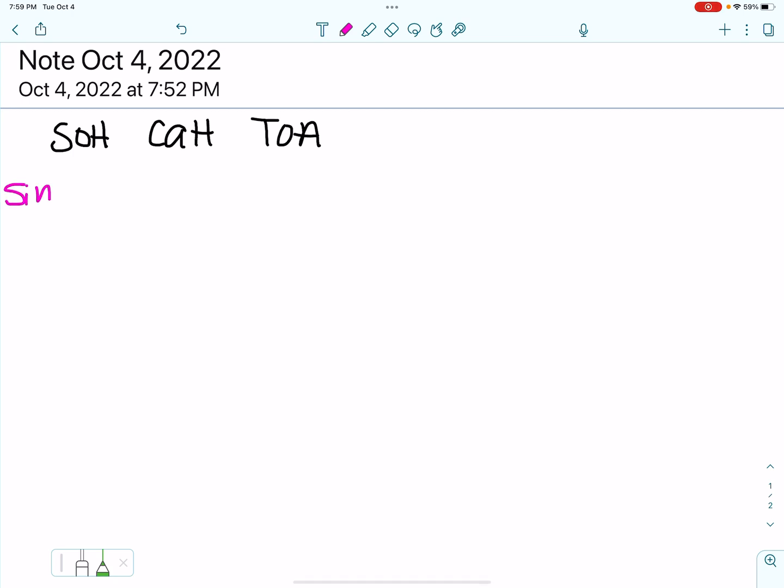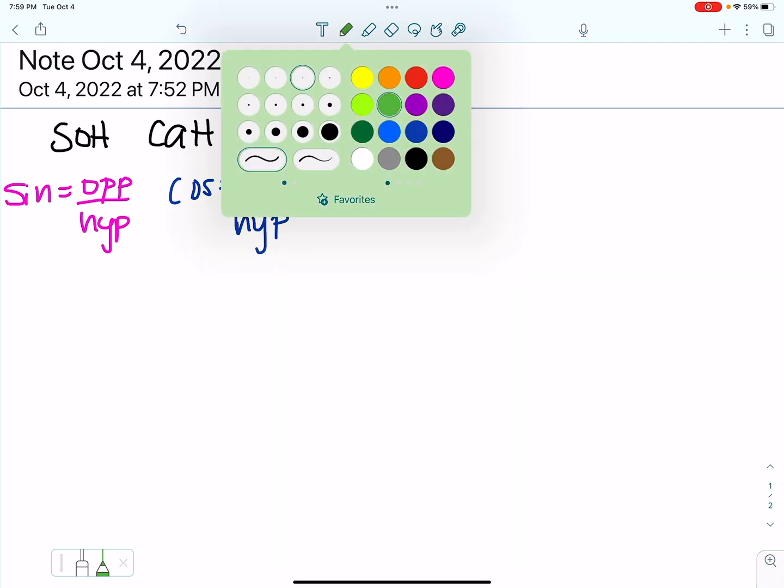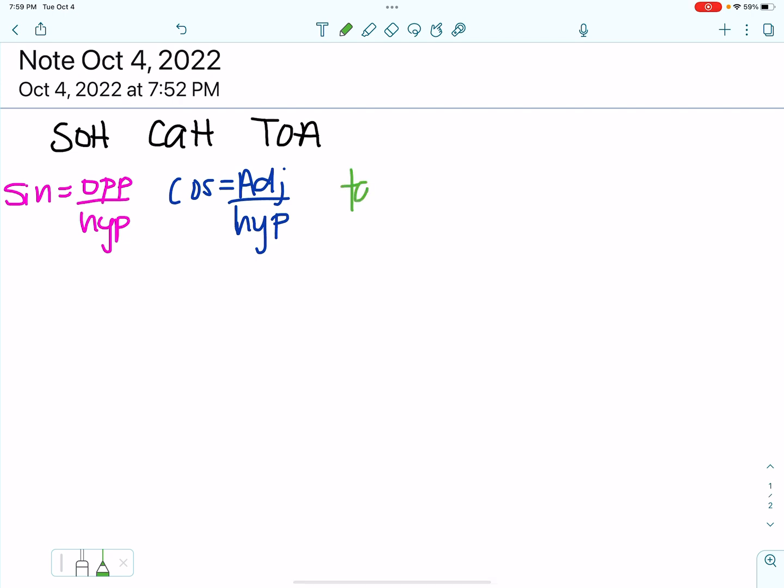The sine is your opposite side over your hypotenuse. The cosine, or COS, is your adjacent over your hypotenuse. And then the tangent, TAN, is your opposite over adjacent.